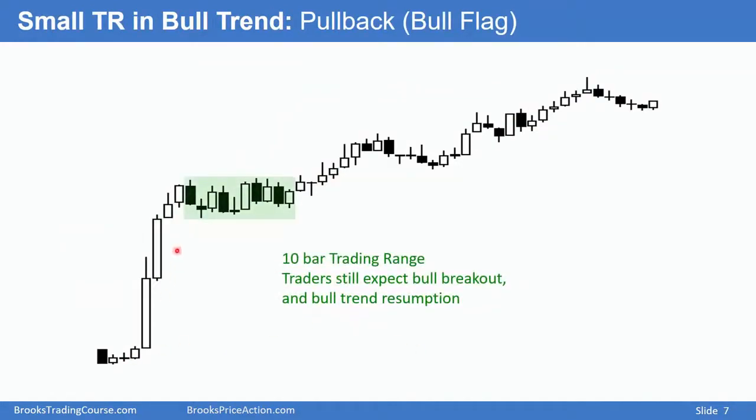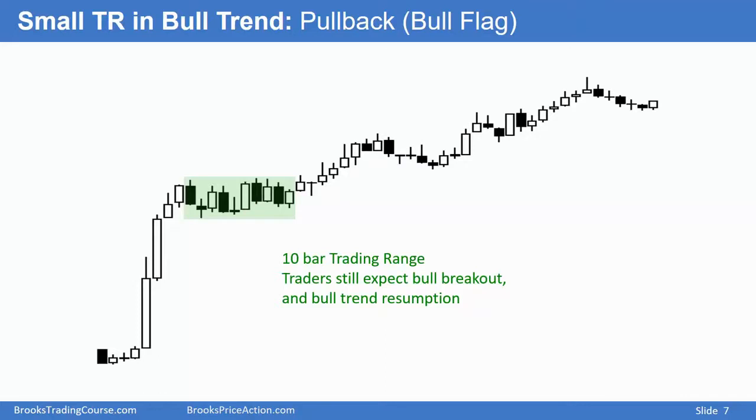Very strong bull breakout and good follow through. We have some bear bars here. It's a 10-bar trading range. However, do you think it's more likely that the bull trend will resume or more likely that it will reverse into a bear trend? Most traders would look at this and say, it's still more likely to go higher. And therefore, I would use the term pullback rather than trading range.